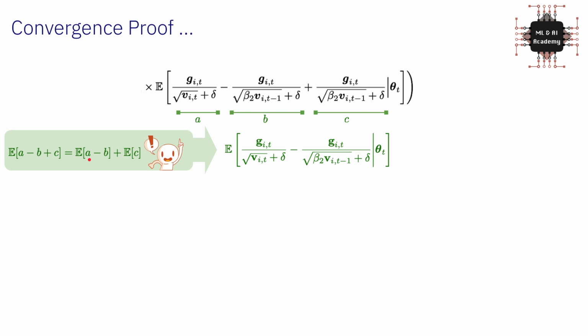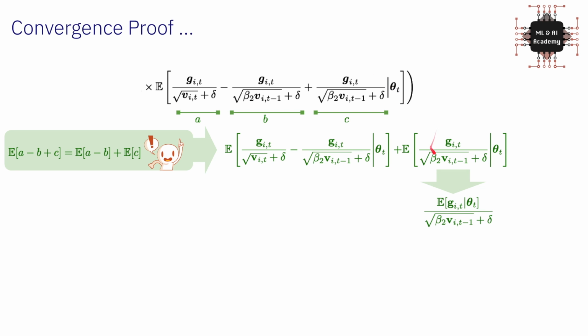So I will have E of A minus B, which is E of G_{i,t} over square root of V_{i,t} plus delta, minus G_{i,t} over square root of beta 2 V_{i,t-1} plus delta. That's this, E of A minus B. And then don't forget, we have E of C, and therefore we get here plus E of C, which is nothing but E of G_{i,t} over square root of beta 2 V_{i,t-1} plus delta given theta. So all I've done here is I just applied this simple property of expectation to the addition and subtraction that I just did in the previous slide.